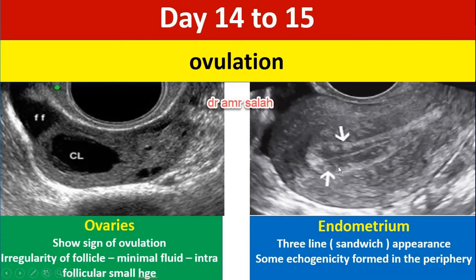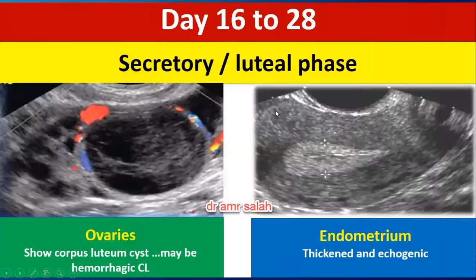All right, this corresponds to the three-layer appearance. However, there is increased echogenicity in the periphery. Okay, the uterus is starting to thicken, and its lining starting to thicken. Here, which is named the secretory phase. Here, this is the luteal phase, all right?